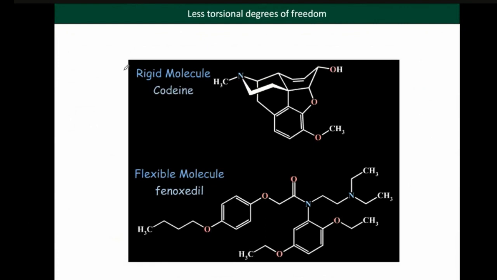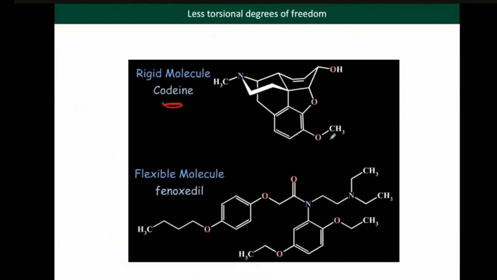The second point, what I said, is torsional degrees of freedom. While choosing the molecules, we have to ensure that the molecule has some kind of rigidity. It's not completely flexible. An example of a rigid molecule is codeine. Even if you take morphine, that is an example of a rigid molecule, right? Codeine is another analog of morphine.